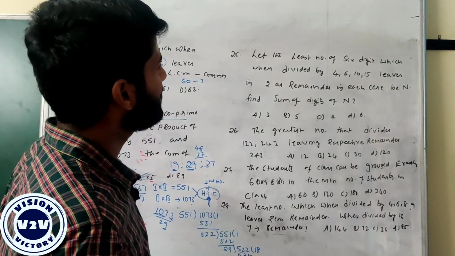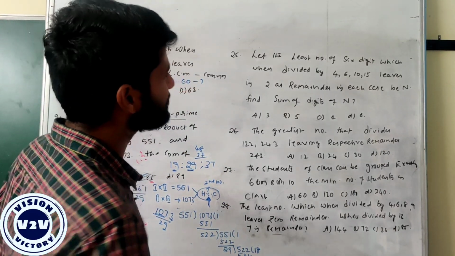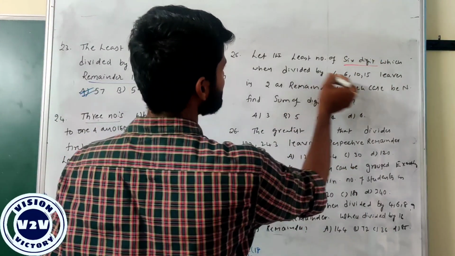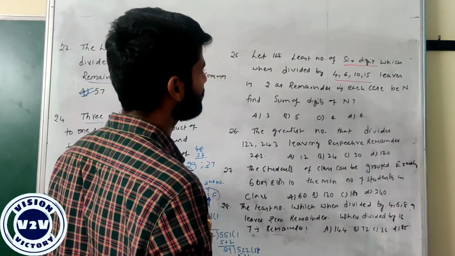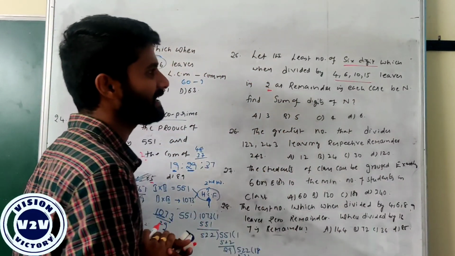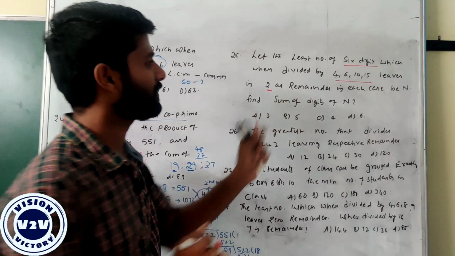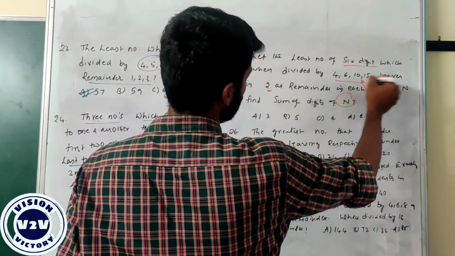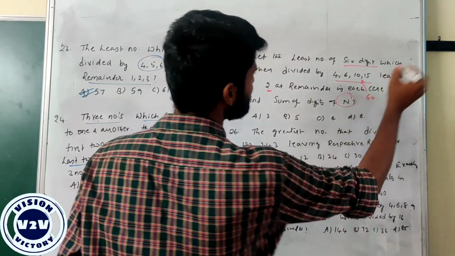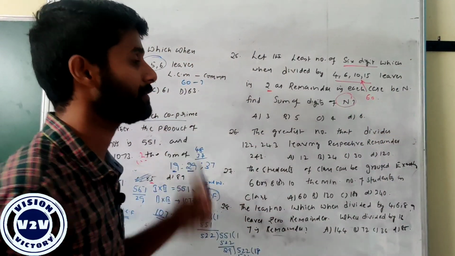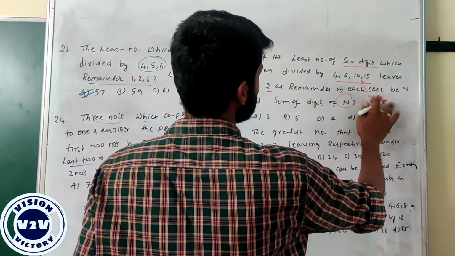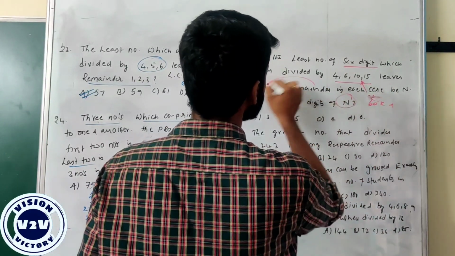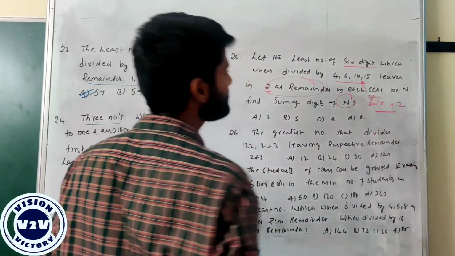Next one. Let n be the least number of 6 digits. We require a 6 digit number that is exactly divisible by 4, 6, 10, 15. It leaves 2 as a remainder in each case. Find the sum of the digits of n. See, first find the LCM of 4, 6, 10, 15, which is 60. Why? Because 60 is the common multiple. And since there is 2 as a common remainder, the value must be 60k plus 2.